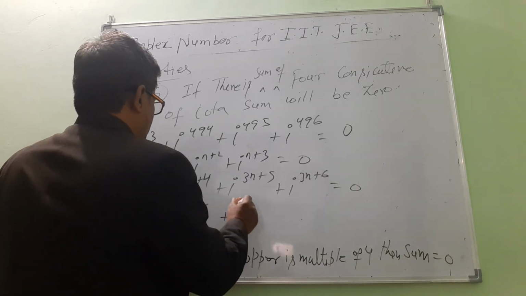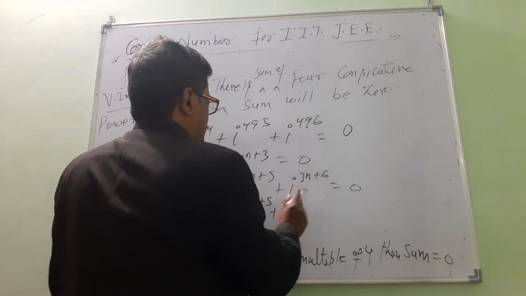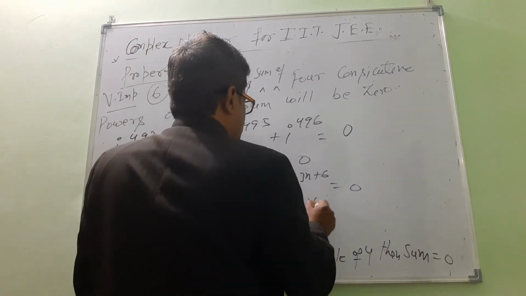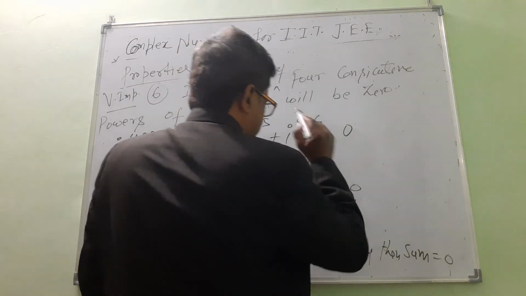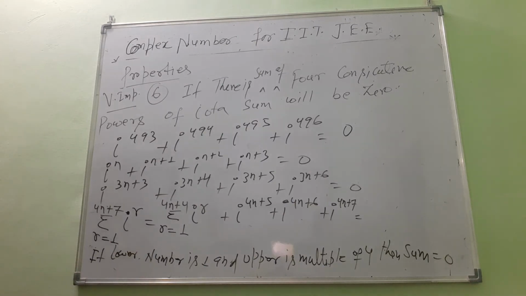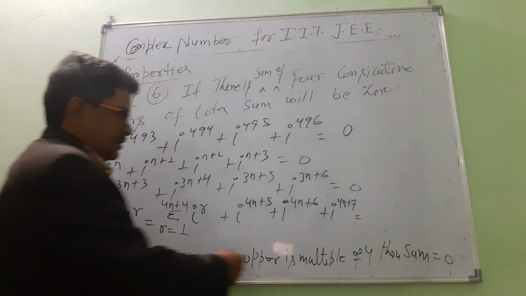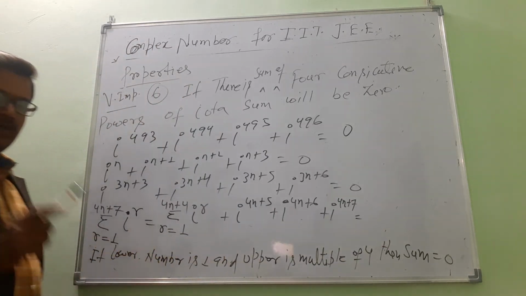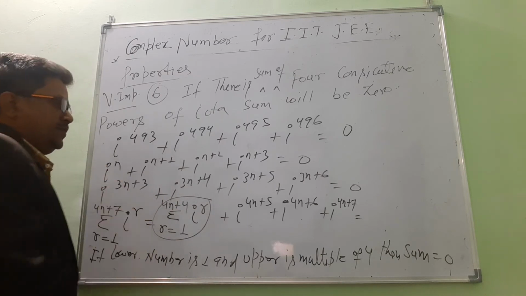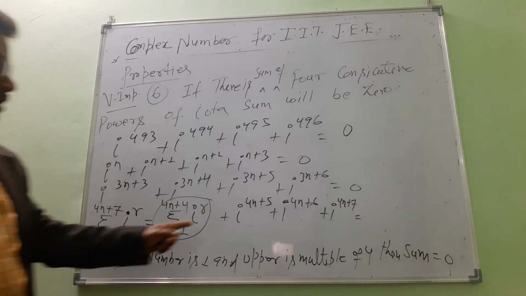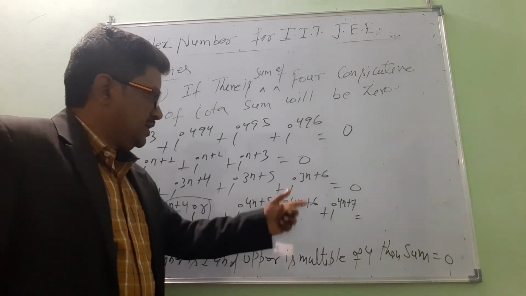Iota to the power 4n plus 5 plus iota to the power 4n plus 6 plus iota to the power 4n plus 7. Got it? Now you can watch, as per our property we have learned, this whole will be 0. Now only 3 remaining. Now how we will solve these 3?